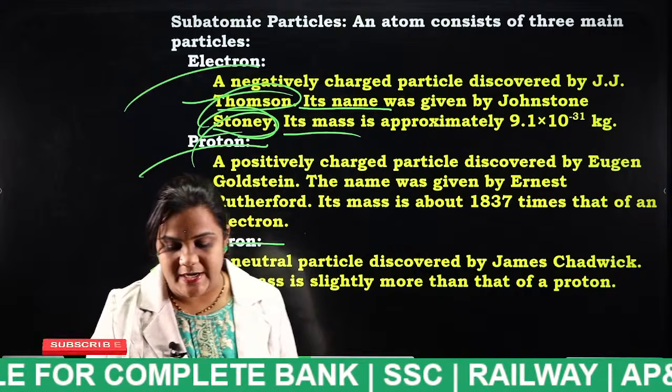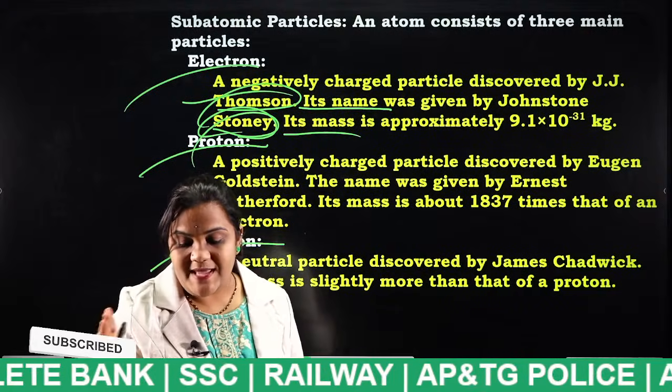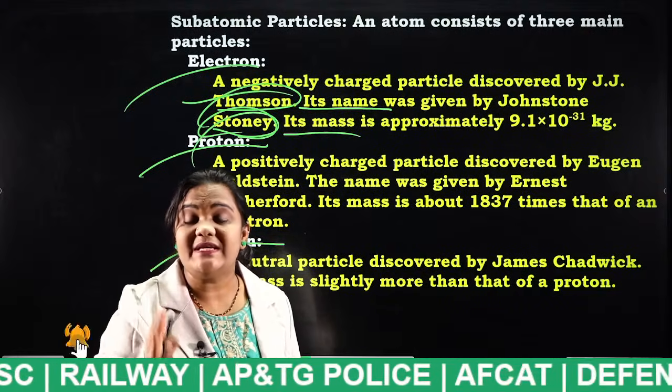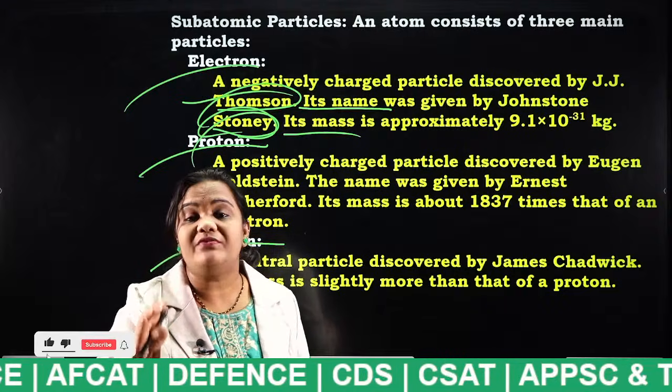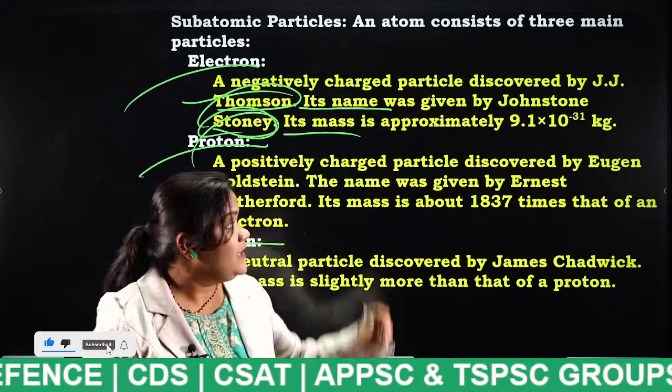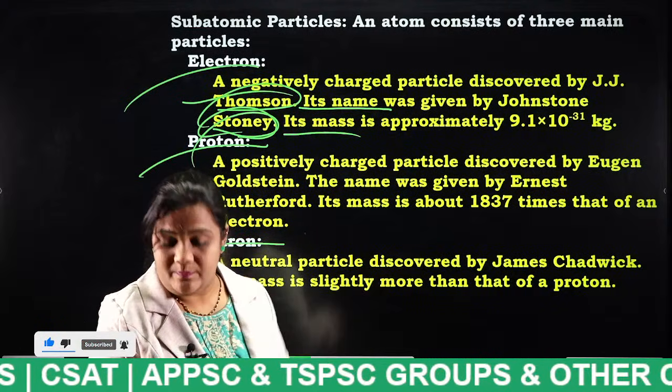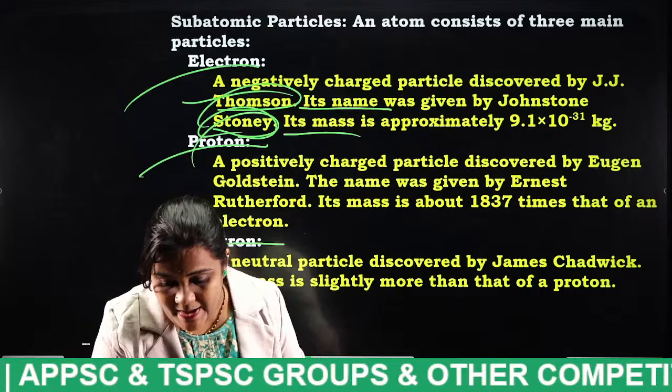Each and every student, tell me when the electron was discovered. In which year was the electron discovered by J.J. Thomson? And the name electron was given by Johnstone Stoney. Nobody is giving an answer to my question.